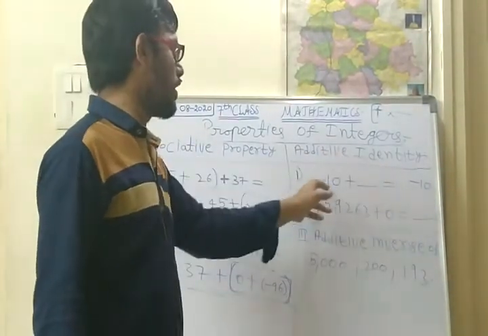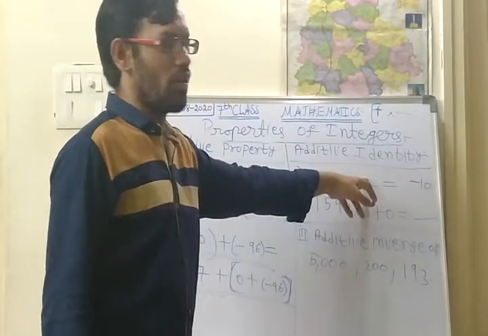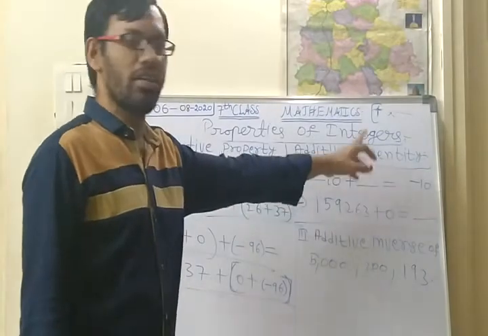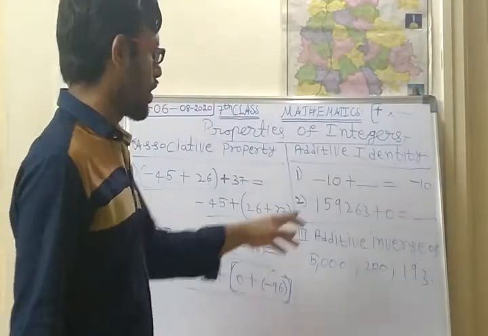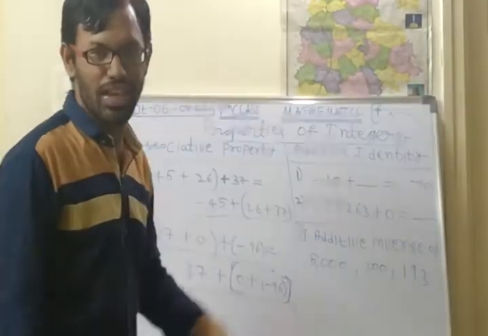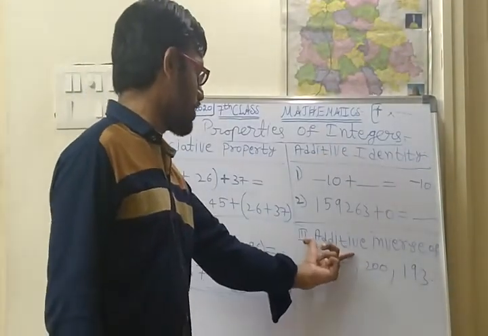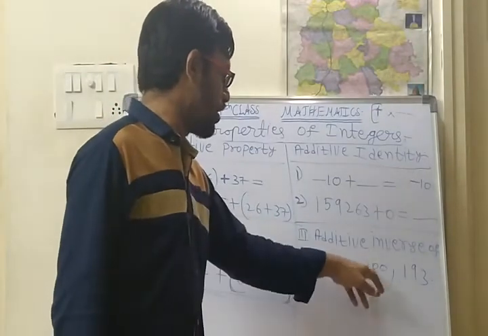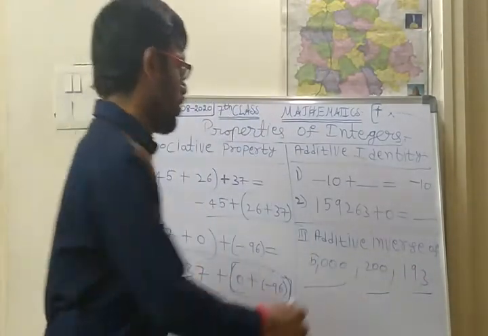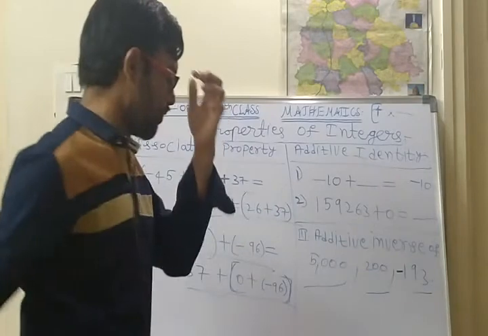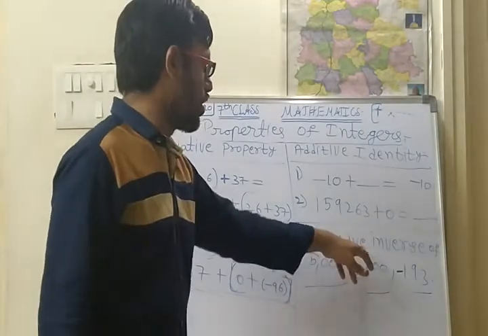Next, additive identity. Minus 10 plus dash is equal to minus 10. So find out this blank. Which number should come in the blank? You try. Next, 159263 plus 0 is equal to dash. Like this, these types of questions they might ask from the exam point of view, so I have given bits like that. Next, the third one, additive inverse of 5000, 200, minus 193. For these three numbers write down the additive inverse.